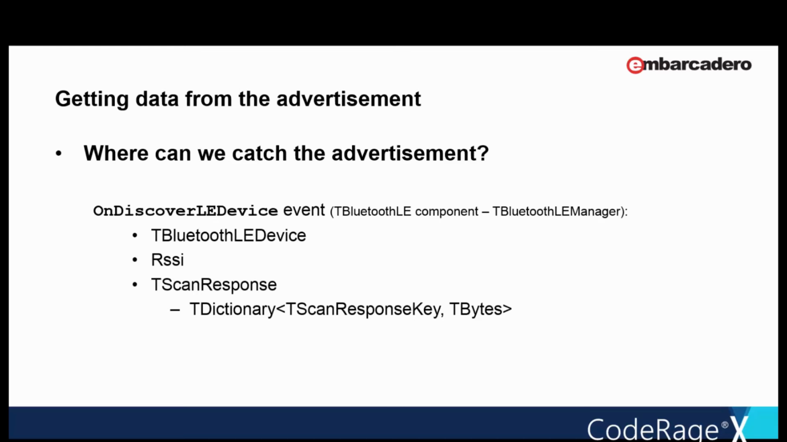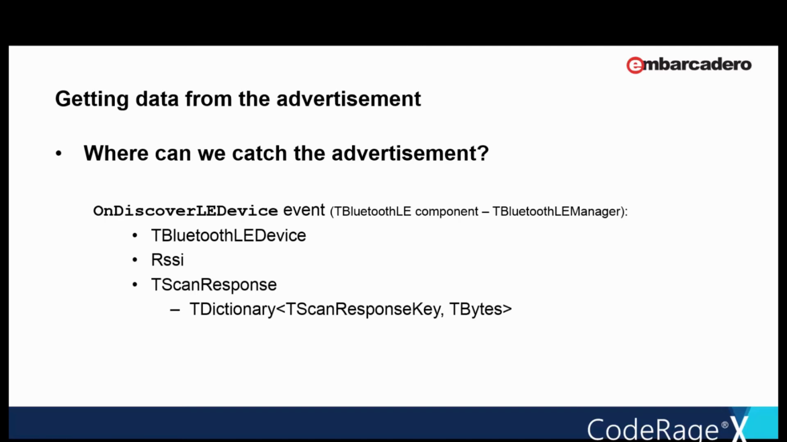Well, how can we catch the advertisement using RAD Studio? Both the TBluetoothLE component and the TBluetoothLEManager of the framework offer us the OnDiscoverLEDevice event. This event is fired each time an advertisement arrives during the scanning process. In this event, we get an object representing the Bluetooth LE device that generates the advertisement, its RSSI, and a TScanResponse object. This object is a dictionary of key value pairs, where keys are the different types of advertised data sections, and values are arrays of bytes with the actual data.